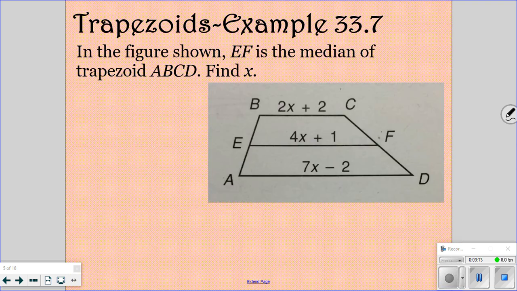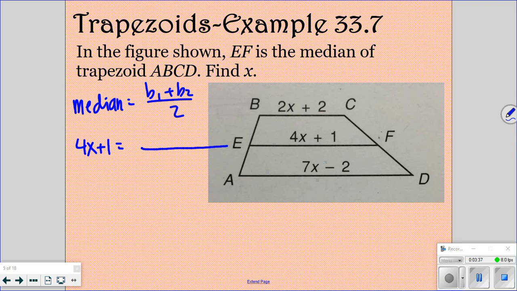Looking at one other example, they tell us that EF is the median, and we want to find x. So you may remember from geometry, the median is adding the 2 bases and divide by 2. So your median is base 1 plus base 2 and divide by 2. So our median is 4x plus 1. Our 2 bases are 2x plus 2 and 7x minus 2. And so we add those together and divide by 2, and that equals our median length.